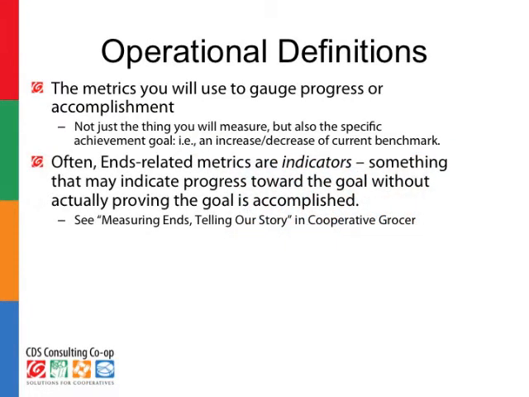One thing to think about in ends reporting is that your operational definitions, the metrics that you will use to measure accomplishment, may not be exact. They may not be perfect. Oftentimes, the best we will come up with is something that is an indicator of progress. And given that we are not science research institutions, but we are grocery stores running a business, sometimes those indicators are the best we can do, given the resources that we have.